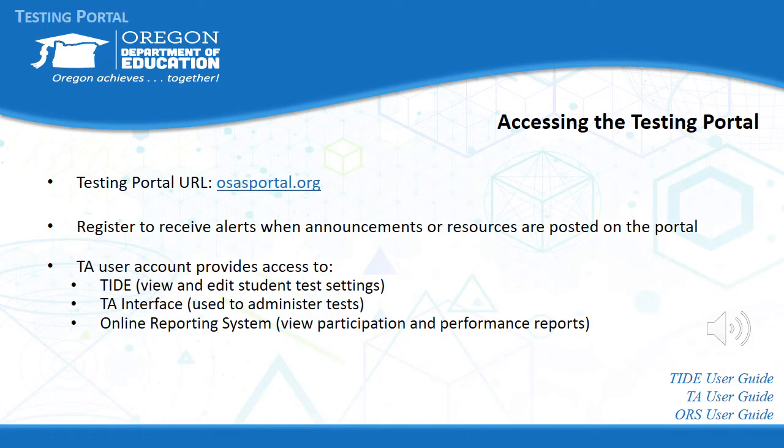The Oregon Statewide Assessment System, or OSAS, portal is accessible to adult users by visiting osasportal.org. Students only use osasportal.org to access the sample tests. Announcements that impact the portal or testing are posted to the landing page, and anyone may register to receive automatic alerts for these announcements. A TA user account includes access to multiple components within the OSAS portal.